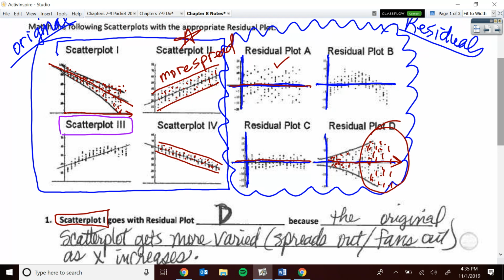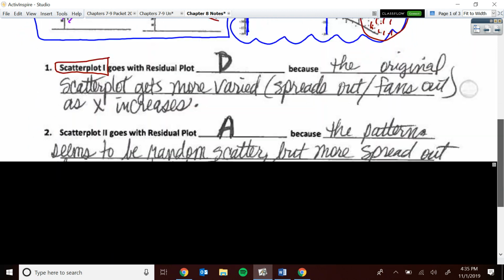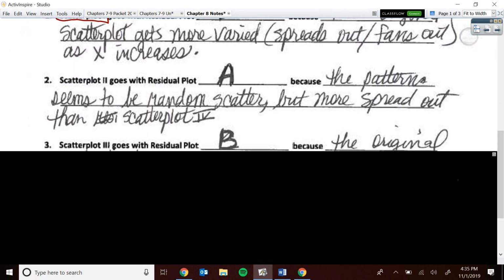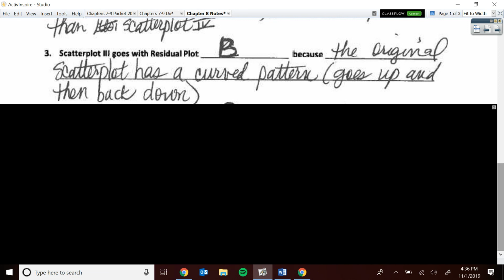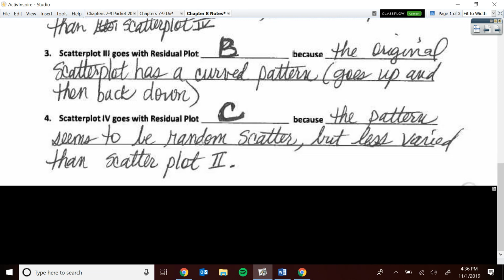All right, so hopefully you caught that you see this curved pattern happening in the original graph, and that is accentuated and translates to something looking like this in residual plot B. So that would be your answer there. Scatter plot 3 goes with residual plot B because the original scatter plot has a curved pattern. It goes up and then back down. That leaves us with scatter plot 4 going with residual plot C. It is random scatter, and that's nice. Random scatter is a good thing in a residual plot, and it's less varied than scatter plot 2.